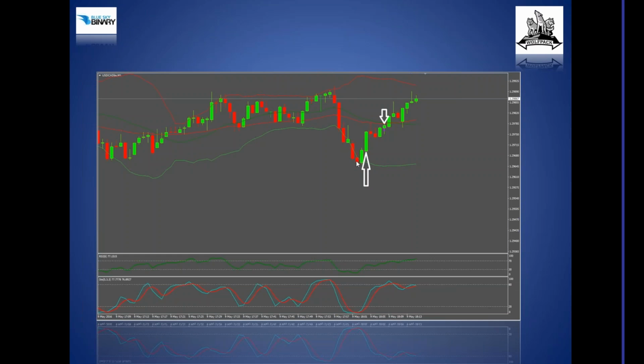Well, so the first arrow that you see is the opening of my trade, and the second arrow is the close of my trade. And when it's an arrow to the upside, it means that I took a call signal, and the second arrow is always the close of my trade.